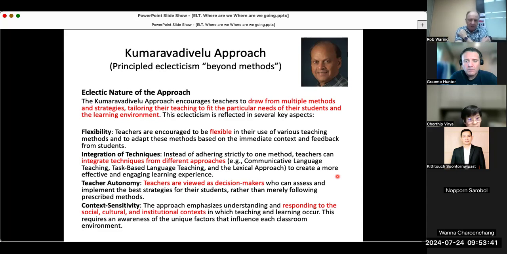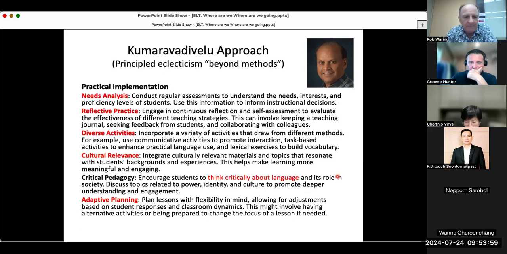And he says that teachers should be decision makers. The teachers themselves should be decision makers rather than people more higher up, and so on. And the teacher should respond to the social and cultural institutional contexts.